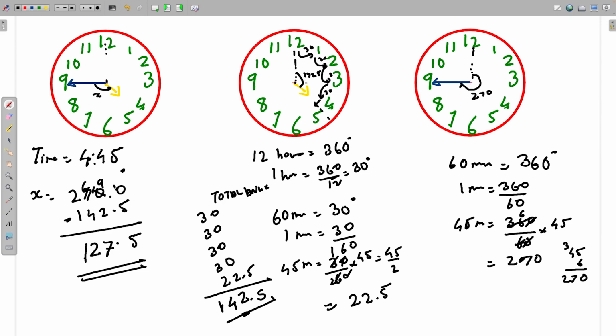Just to recap, we have found the angle traveled by the hour hand, and now we have found the angle traveled by the minute hand, and to find x we are just subtracting. This is the basic concept of how finding the angle works. But for competitive exams we need a quicker way. There are multiple shortcuts and formulas, but in the next one we are going to see one particular shortcut method.